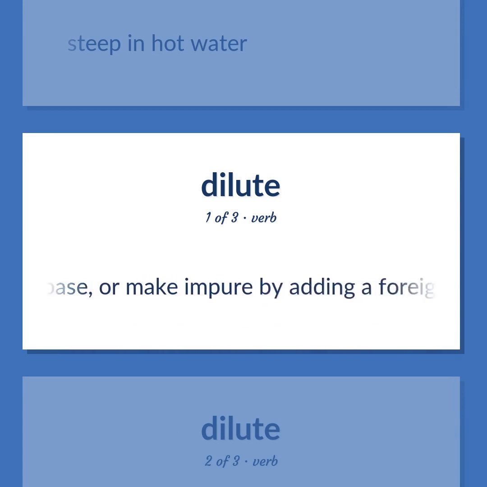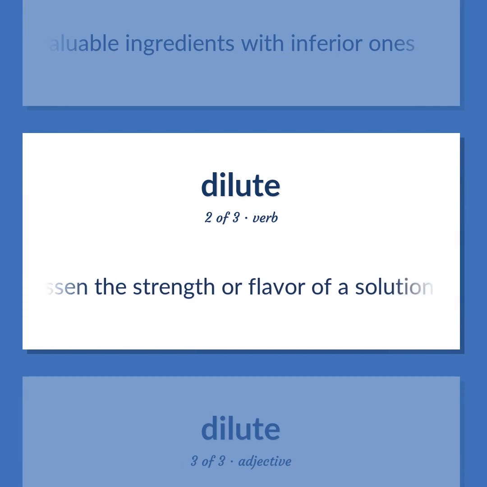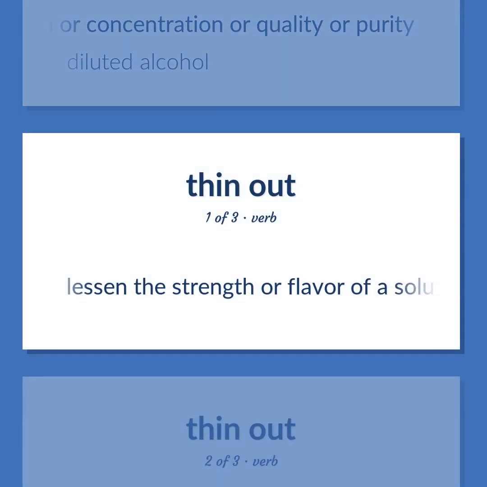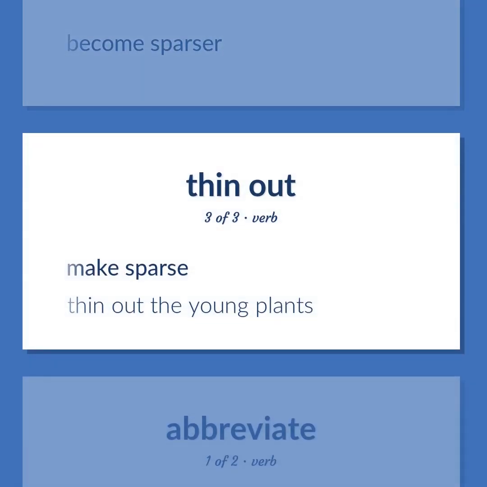Corrupt, debase, or make impure by adding a foreign or inferior substance, often by replacing valuable ingredients with inferior ones. Lessen the strength or flavor of a solution or mixture. Reduced in strength or concentration or quality or purity. Diluted alcohol. Lessen the strength or flavor of a solution or mixture. Become sparser. Make sparse. Thin out the young plants.